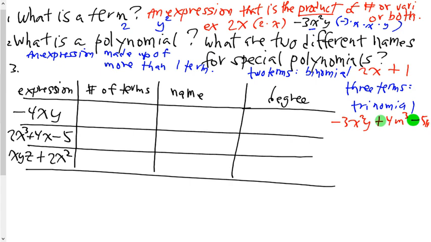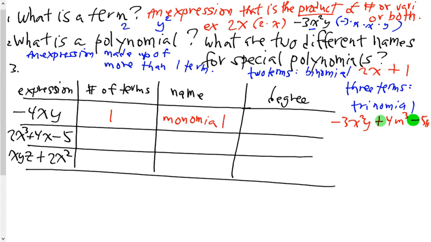Our third question gives us three expressions and asks us to define the number of terms, its name, and then this thing called a degree. Well, in the first one, we have negative 4xy, which we know is just one term based on what we just talked about. So number of terms would be 1. Its name, as Brian said, is a monomial.